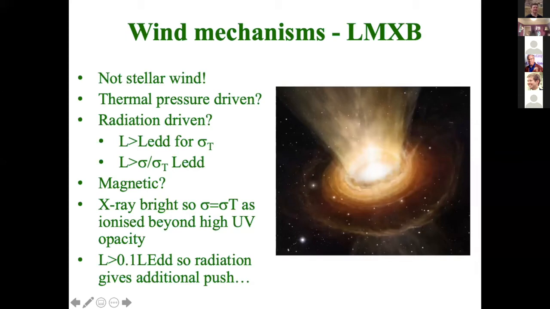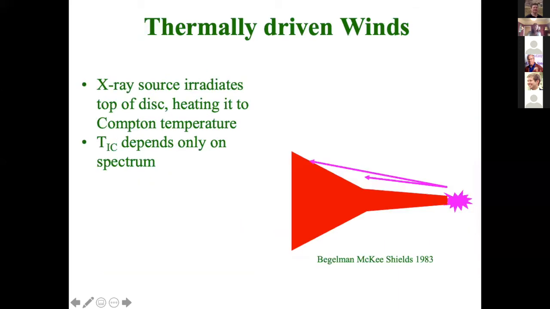In the binaries, we're looking at things that are X-ray bright, so thankfully, we don't have to worry about UV line driving or anything like that. We are often looking at things that are quite bright. Often they're not above Eddington, but often they're a good fraction of Eddington. So actually, radiation's going to be important in there somewhere, giving any other wind a bit of an additional push.